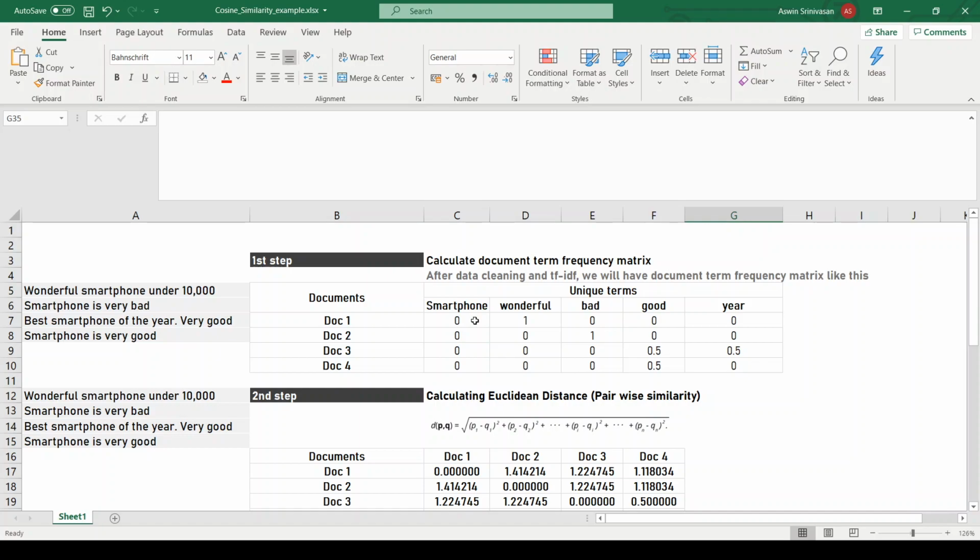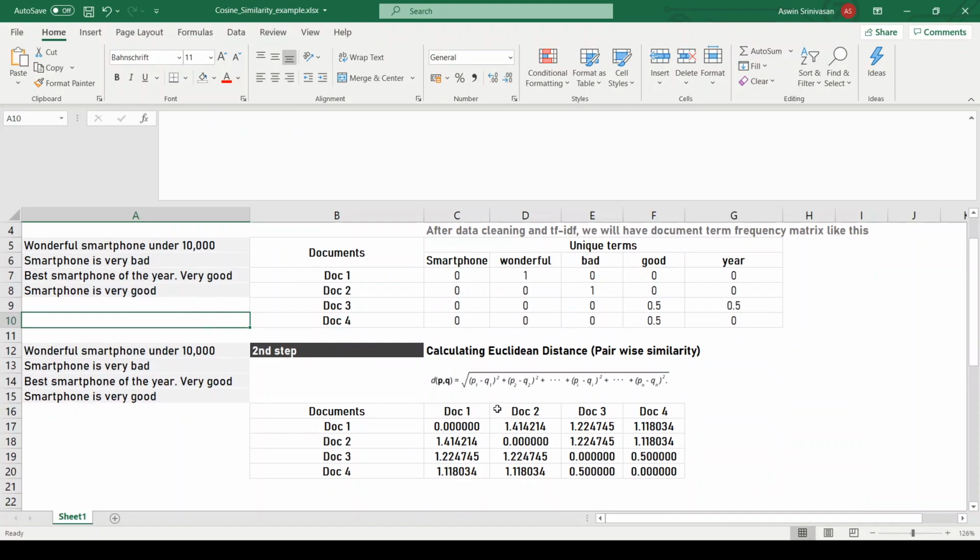The first step is to calculate the document term frequency matrix using the tf-idf process. Here we have already calculated it. If you want to know how this is calculated, see our previous video on tf-idf, which has a detailed explanation of this. We have unique terms in rows and documents in columns. You can notice that only certain words are present in rows because many of the words are stop words, which are removed in the data cleaning process.